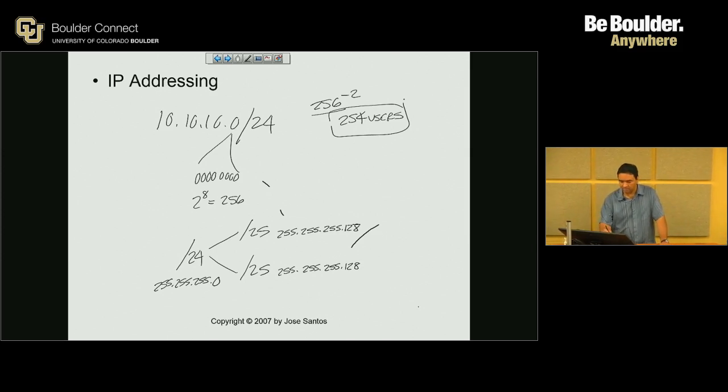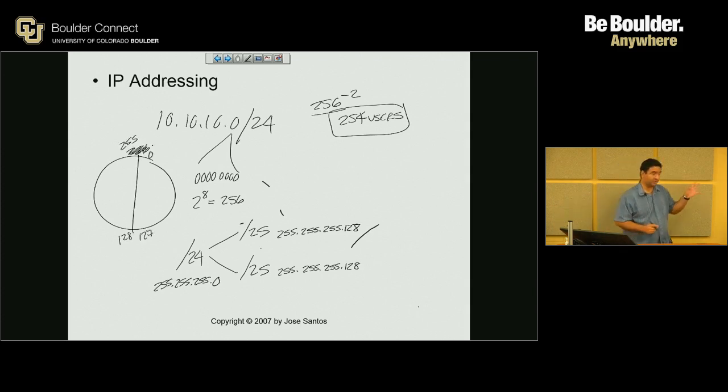If we take a look at this from a circular perspective, that's my method, which is pizza, right? You have a whole pizza of 256 addresses. You want to cut it in half, how many IP addresses do you get? 128, right? From 0 to 127 and 128 to 255. If you start from 0, you go all the way to 255, right? So that's 256 addresses.